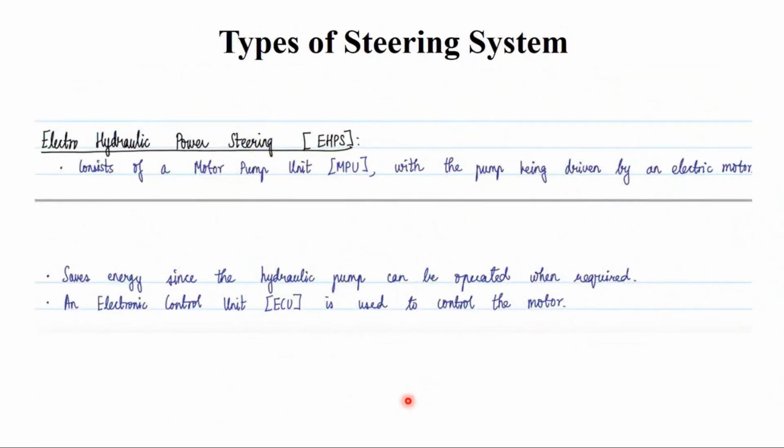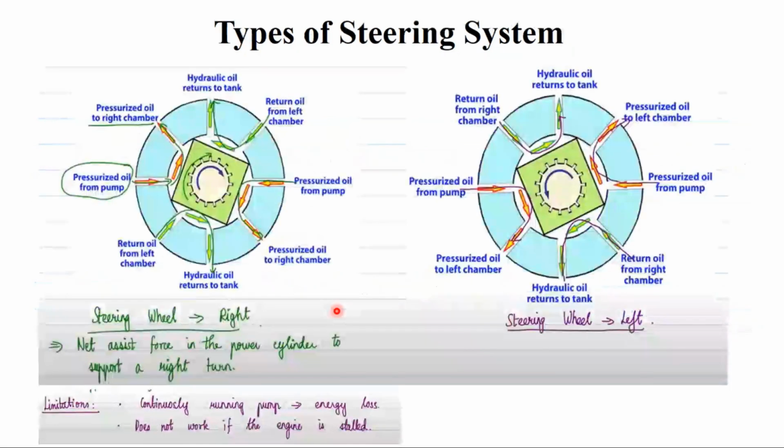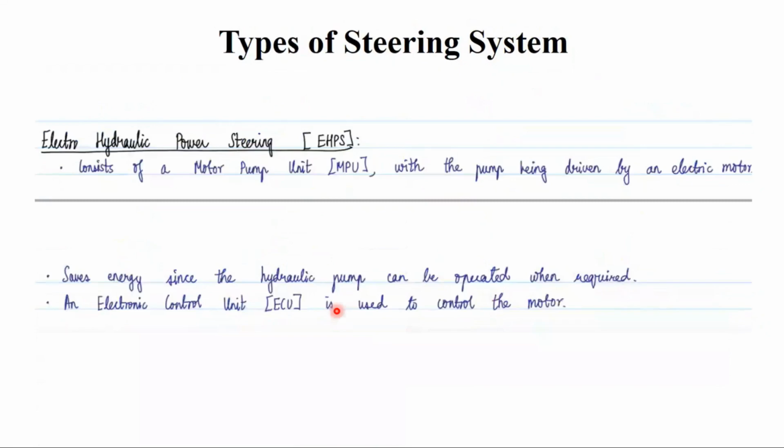You also have different types of steering system. The next steering system is the electro-hydraulic power steering system. It consists of a motor unit and pump unit, with the pump being driven by the electric motor, and it saves energy, whereas in the case of the previous one, energy loss is going to happen. Here, it saves energy since the hydraulic pump can be operated whenever it is required. And we also have an electronic control unit which is used to control the motor.